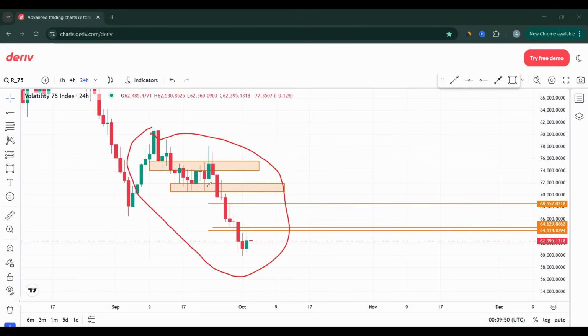So after marking those levels, what do you realize? You realize that the market is making lower low, lower high, lower low, lower high, lower low, lower high, lower low. So what do we want? We want a lower high. So the market currently is pushing to go and do a lower high. So what shall we be looking for? We shall be looking for a buy to this level here.